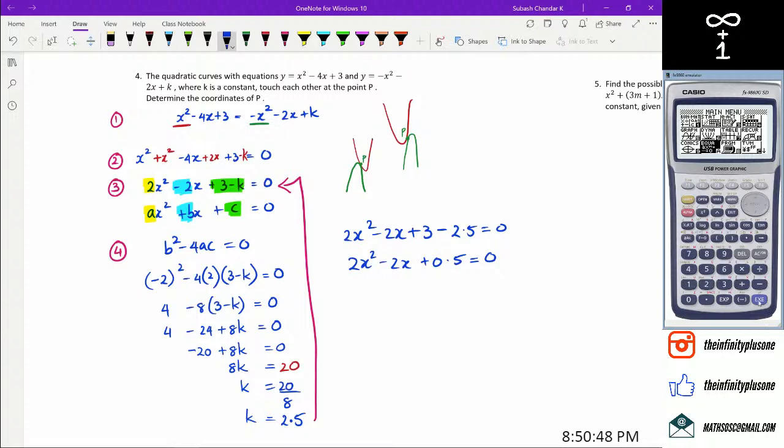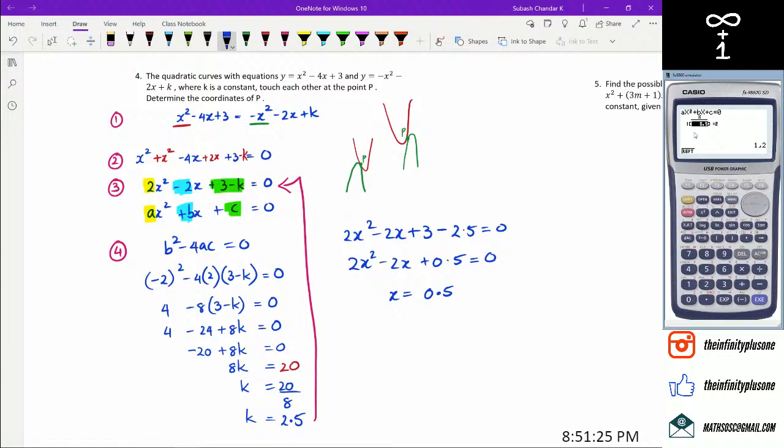Yes, Rahul, that's possible. So go to polynomial, degree 2, and we've got 2, minus 2, and 0.5. As you can see, x is equal to a half, and the little times 2 there tells me that it's a repeated root, so it's happening twice. So in this case, we can say x is equal to 0.5.